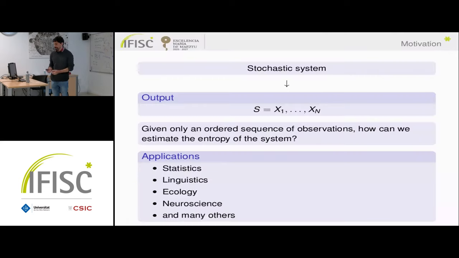Let's suppose we have some stochastic system, which is kind of like a black box. We don't really know how it works, what's happening inside. What we have is an output, some ordered sequence of observations, and we would like to estimate somehow the entropy of the system by just looking at these observations. This is a question that has many applications in physics, linguistics, ecology, and many other fields.